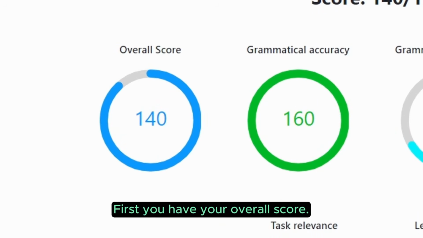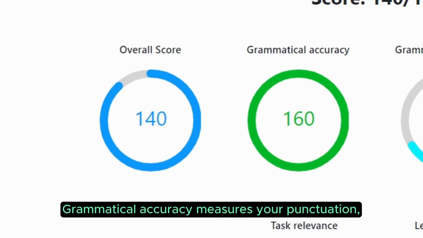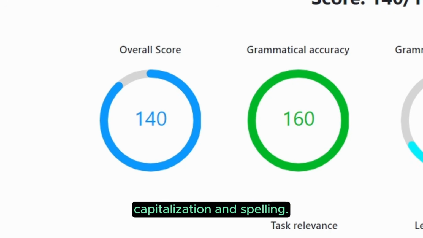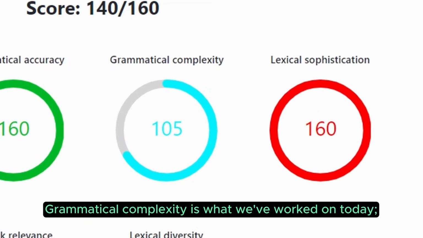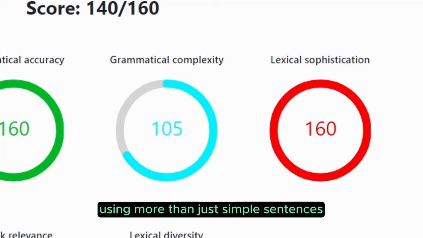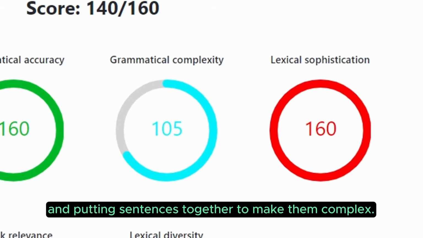Okay, now the fun part. Let's do 3 Speak About the Photo questions and score them using AI. And just like the other production-based questions, here are the parameters for the scoring. First, you have your overall score. Grammatical accuracy measures your punctuation, capitalization, and spelling. Grammatical complexity is what we've worked on today, using more than just simple sentences and putting sentences together to make them complex.